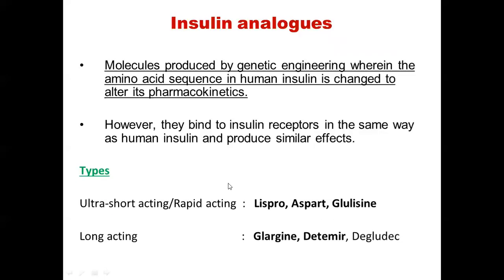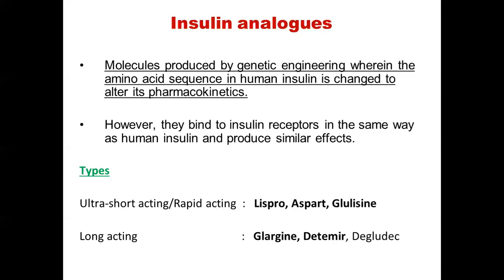Let us see the examples. They are ultra short acting or rapid acting. We are not using the term short acting; we are using the term ultra short acting or rapid acting. Examples are insulin lispro, aspart, glulisine. Long acting ones like glargine, detemir, and a newer one, that is degludec.